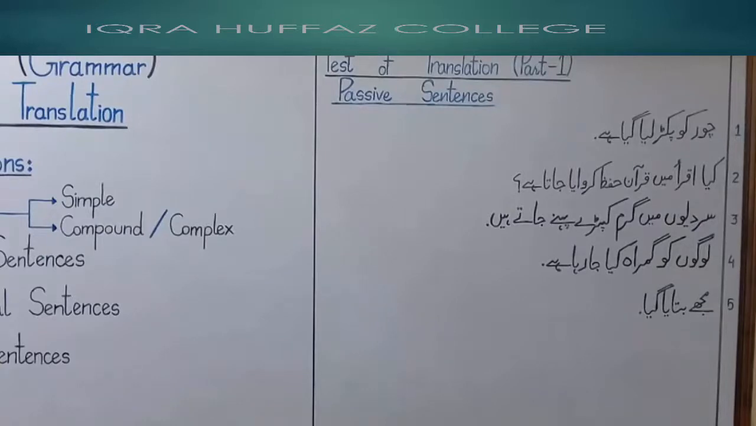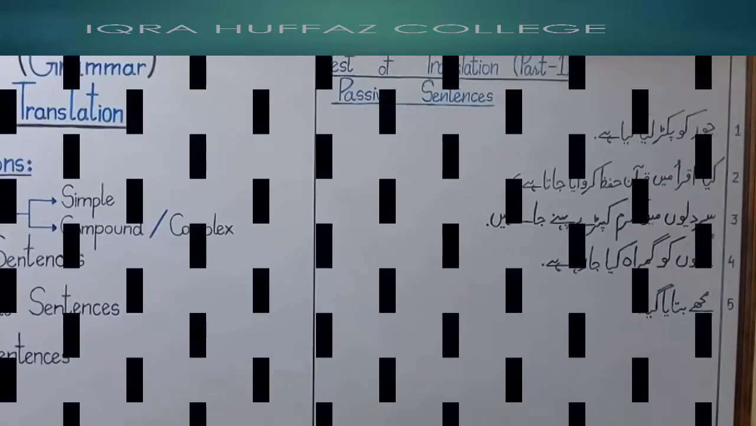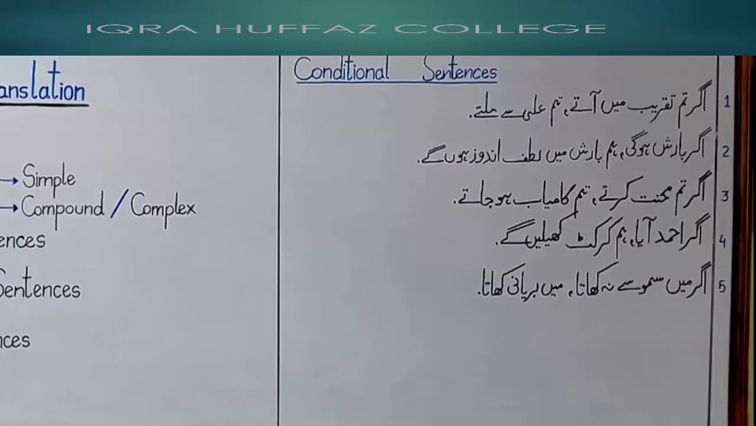Now we will move on to conditional sentences. I have given you some mixed conditional sentences on the board. There are 5 sentences given, and you have to first identify whether this sentence belongs to type 1, type 2 or type 3. And then accordingly, you people have to translate these sentences into English. I hope you must remember the formula of all 3 types of conditional sentences. Let's start from the first sentence. अगर तुम तकरीब में आते, तुम अली से मिलते.